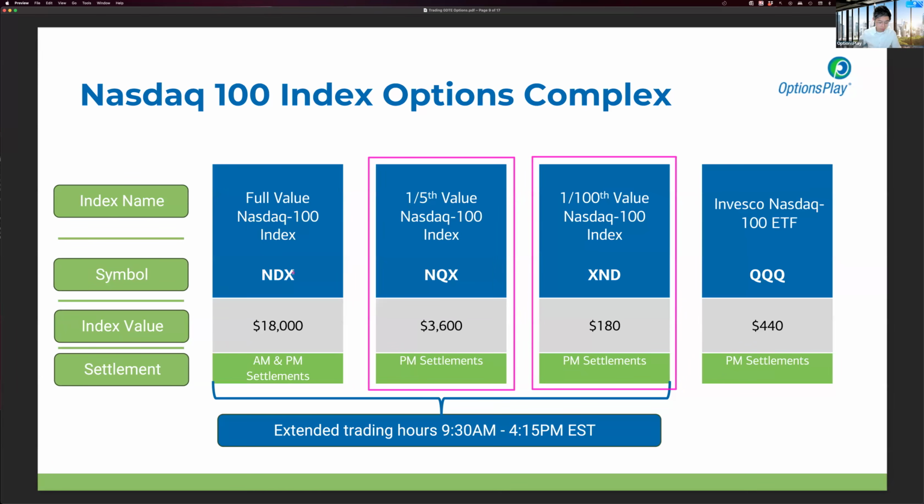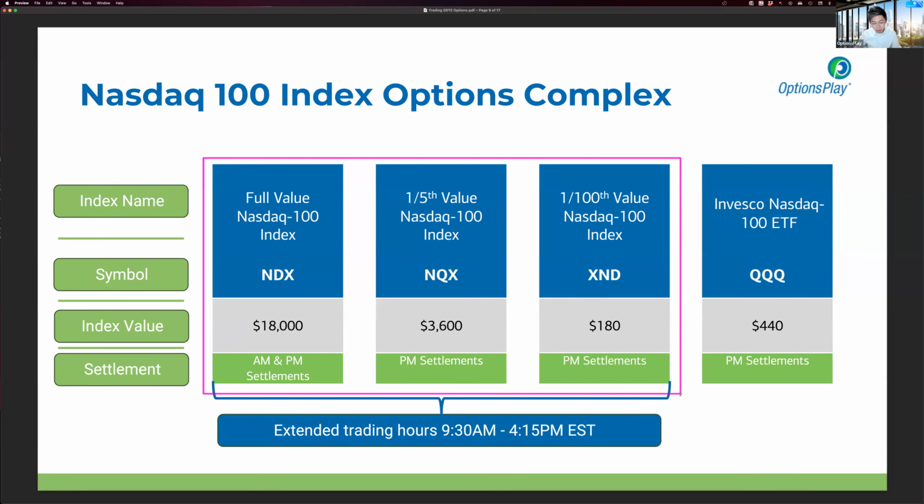And all three products, the NDX, NQX, and XND, offer extended trading, but not overnight trading. So you can trade from 9:30 to 4:15. You basically get an extra 15 minutes to trade these products versus the S&P. You do have true overnight trading for about 13 hours overnight before the market opens in the morning.